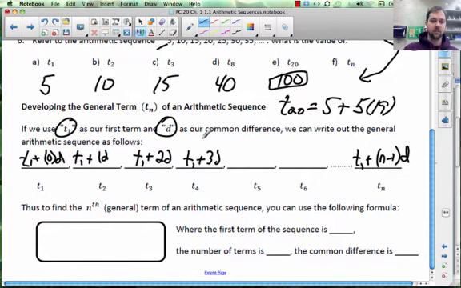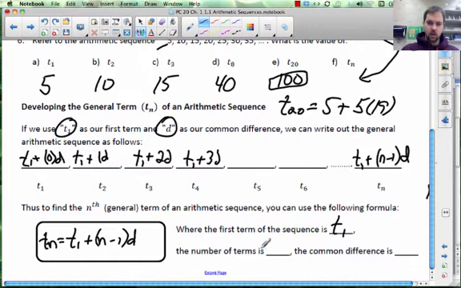These are very easy to identify in any arithmetic sequence. Thus, to find the nth general term of a sequence, we can use this formula. Tn equals T1 plus n minus 1 times D, where the first term of the sequence is T1, the number of terms is n, and the common difference is d. There you have it.